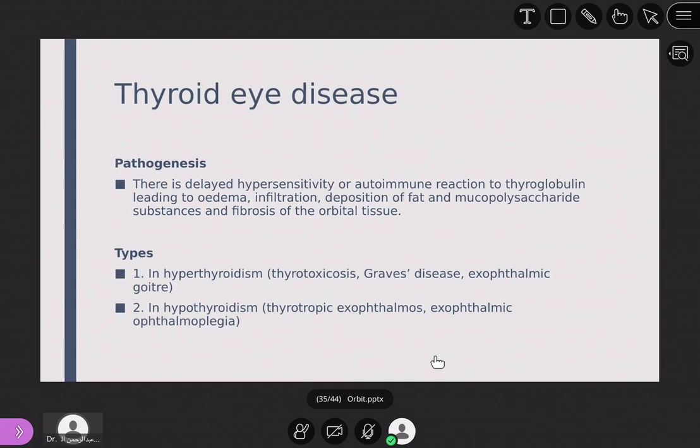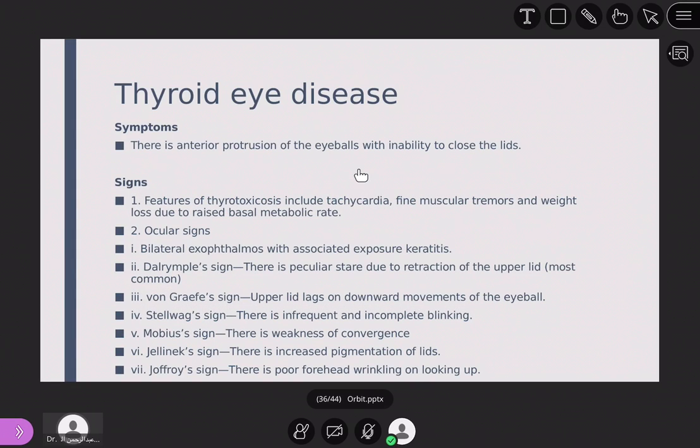Very important in pathogenesis. In hyperthyroidism, thyrotoxicosis, which is Graves disease, we have exophthalmic goiter. In hypothyroidism we have the exophthalmic ophthalmoplegia. There is anterior protrusion of the eyeballs with inability to close the eyelids.